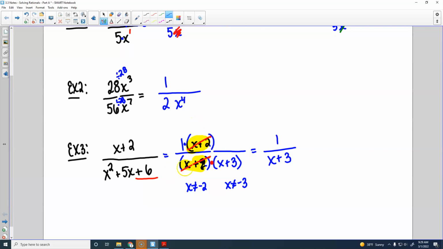So before I cancel, if you wait until after you cancel, you're not going to have that plus 2 right there. So before you cancel anything, you want to say, hold on, what are my excluded values? What are the values this cannot be? So this is our answer as long as x does not equal -2 and x does not equal -3. Just the values that would give you 0 in that denominator.